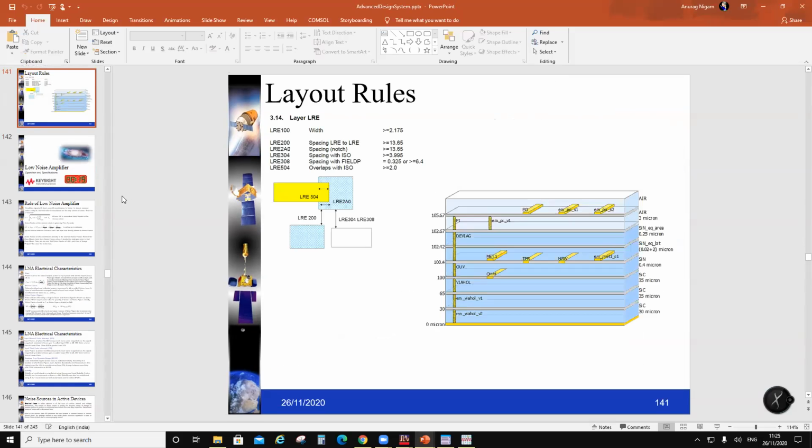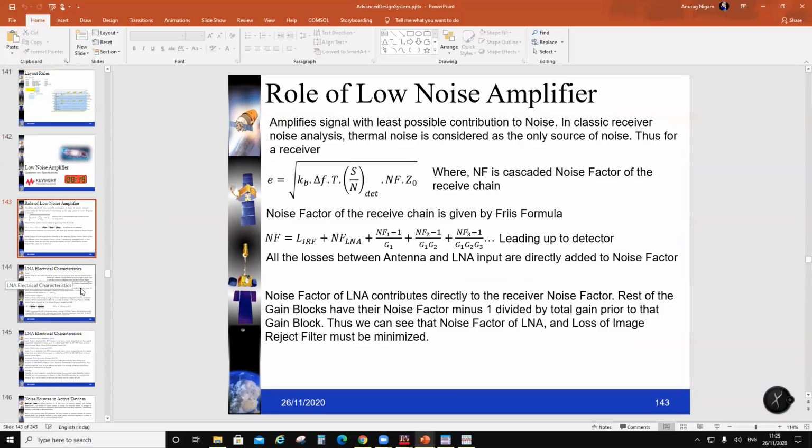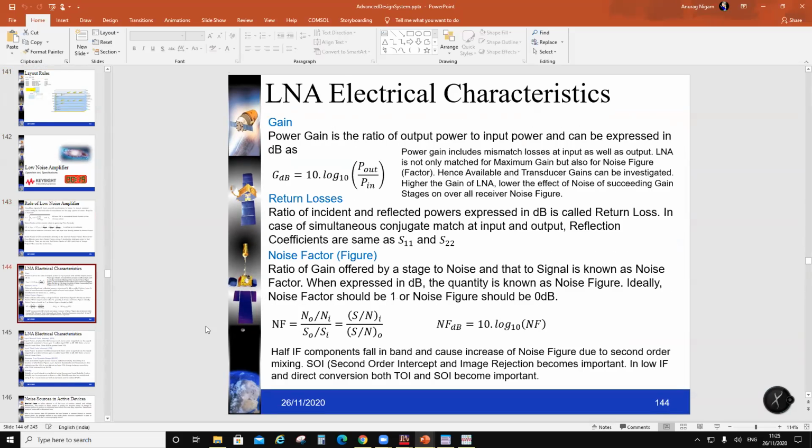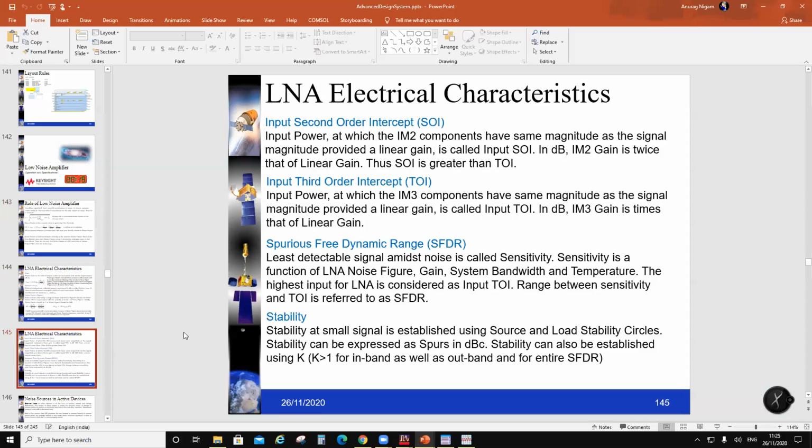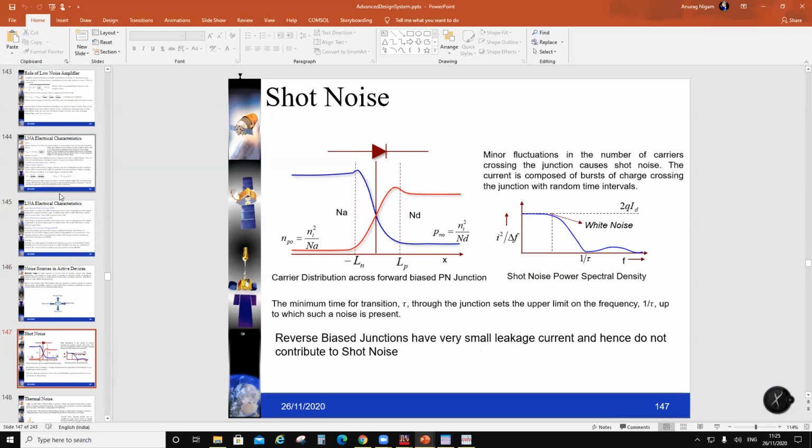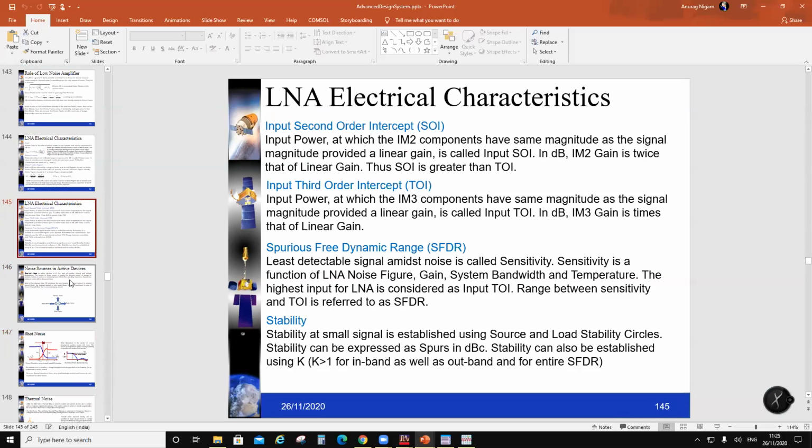So I have some background into this. So I'm going to paste these slides over here. Okay, role of an LNA. So yesterday we talked about all this stuff, right? And LNA characteristics, right? And then we talked about stuff. Now there is something about noise here, right?